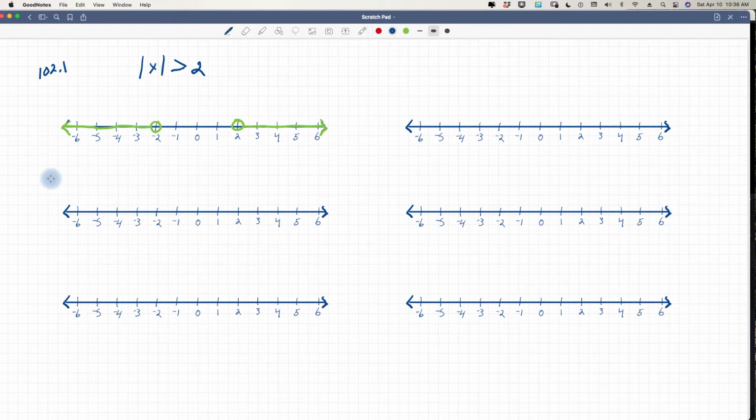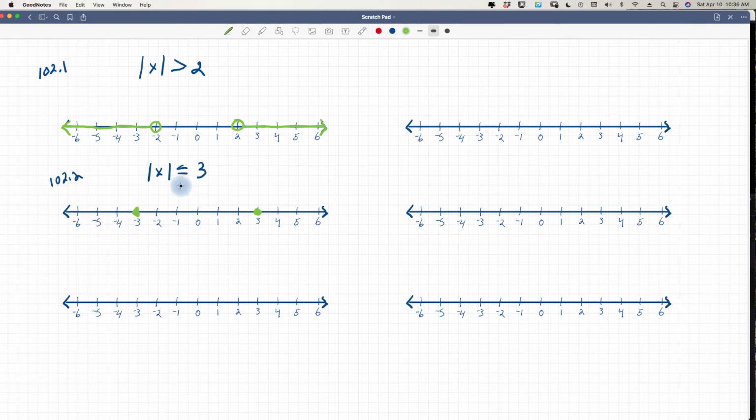So let's do 102.2, see if we can get any more clarification on how this looks. Sorry, so now we're asked to graph the absolute value of x that is less than or equal to 3. Okay? So first of all, let's see the absolute values that are equal to 3 are 3 and negative 3, right?